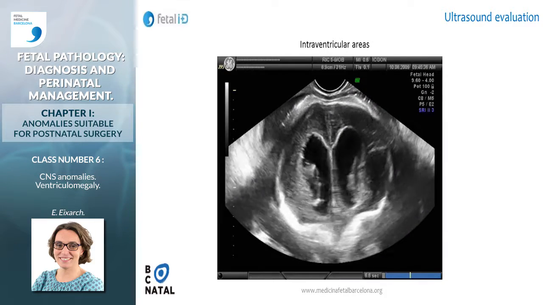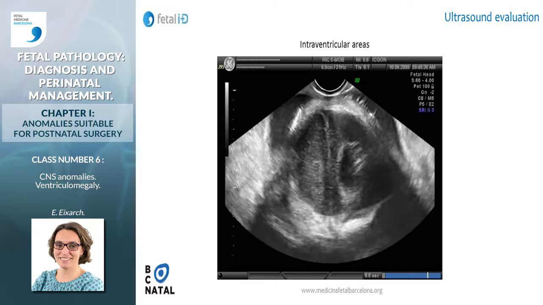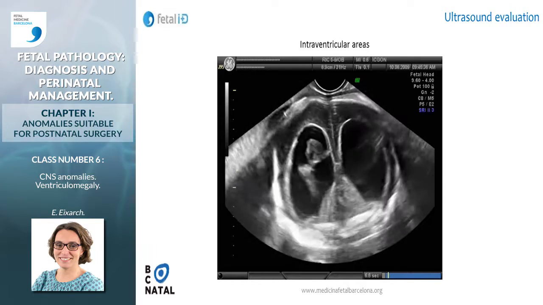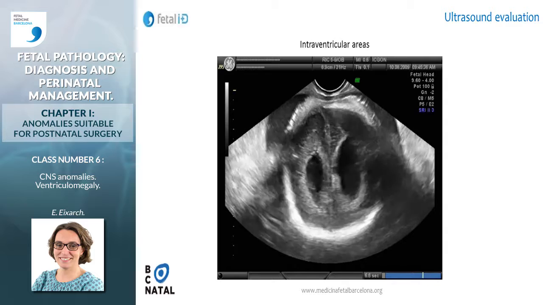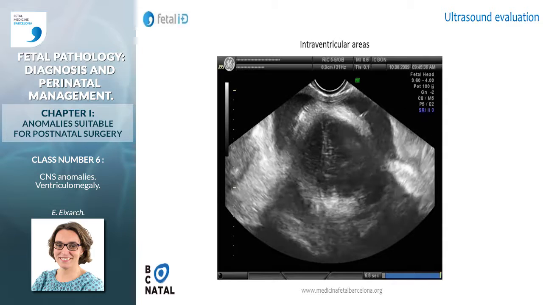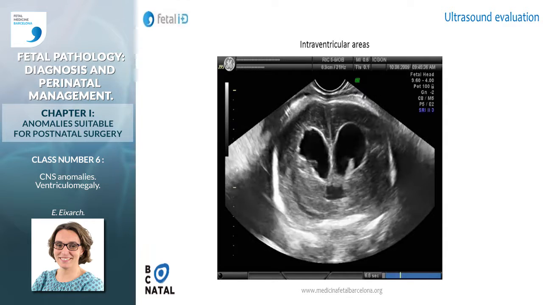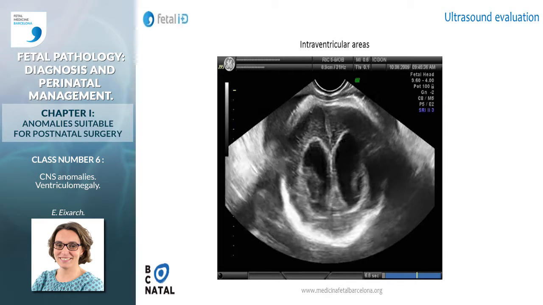Other thing that should be evaluated is the intraventricular area, the content of the ventricles. As we can see in this video, we can find these hyperrefringent walls. And also we see this heterogeneous image, which is a clot. This is highly suspicious of intraventricular hemorrhage.